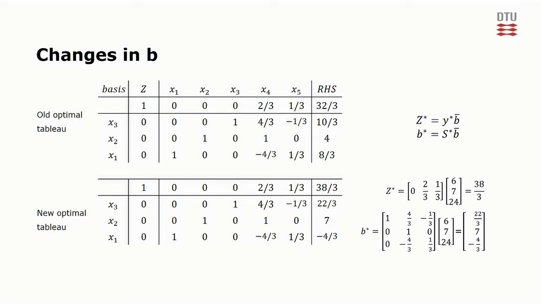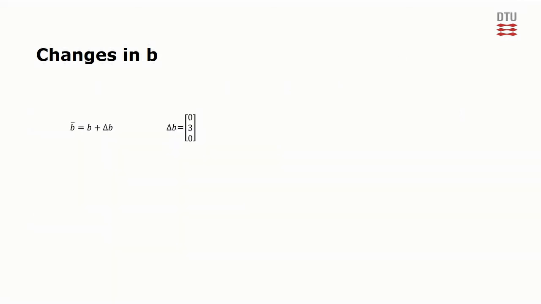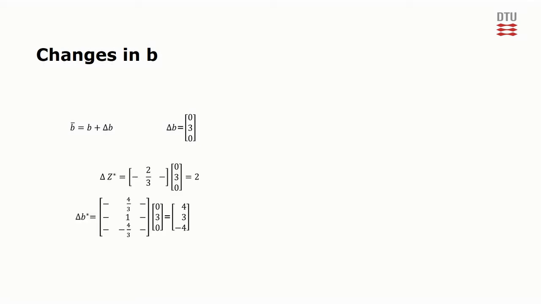However, before we do that, it should be mentioned that the calculations used to compute the new right-hand side can be simplified slightly. We define the changes in the parameters as delta B. Now the changes in the right-hand side can be calculated like this. Notice that because we have only changed one of the parameters, we can skip parts of the calculation.